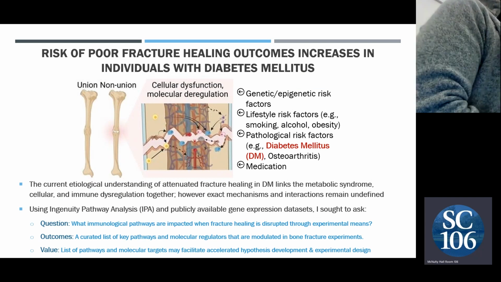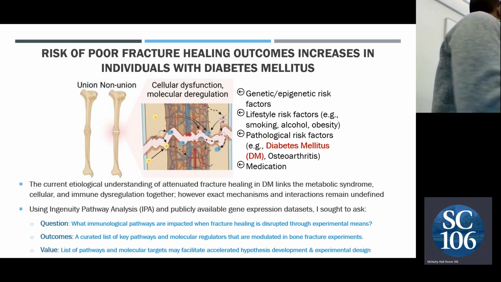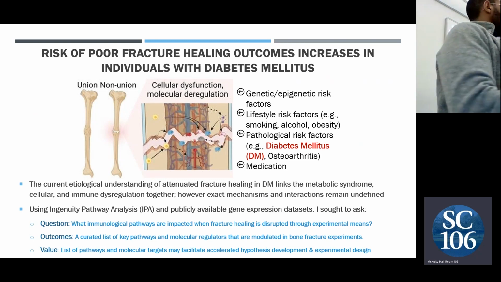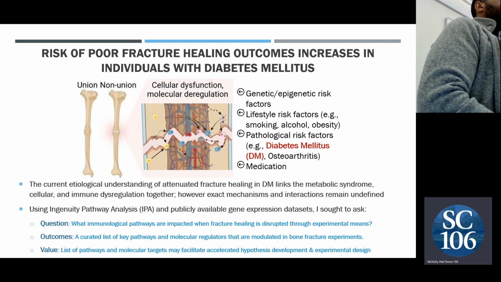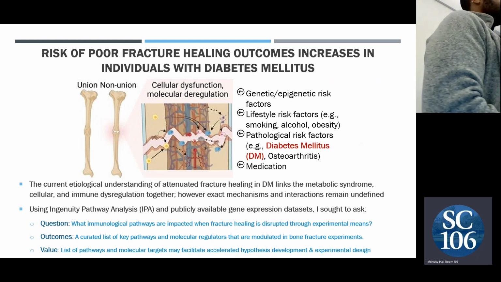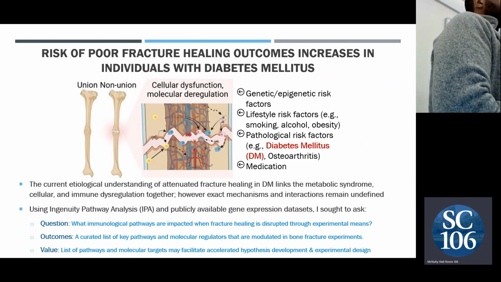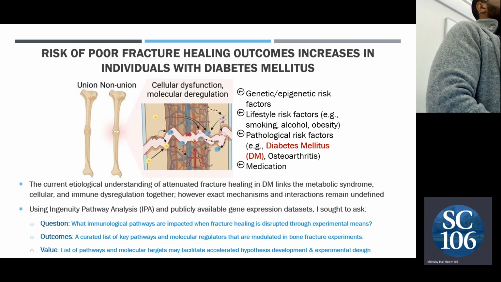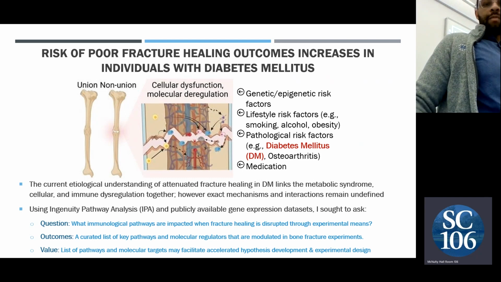So with complex mechanisms, as I described, many things can go wrong. And when those things go wrong, you experience what is called a non-union or malunion, basically the failure of the bone to rejoin and become structurally sound again. This has a number of different risk factors associated with it, including genetic and epigenetic risk factors, lifestyle factors such as alcohol consumption, obesity, smoking, pathological risk factors, diabetes mellitus being one I'm interested in my dissertation research, as well as certain medications that all can contribute to the risk of fracture malunion.